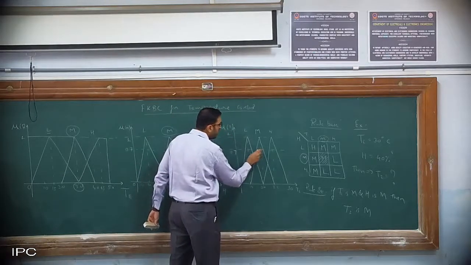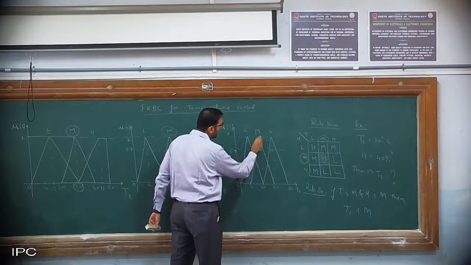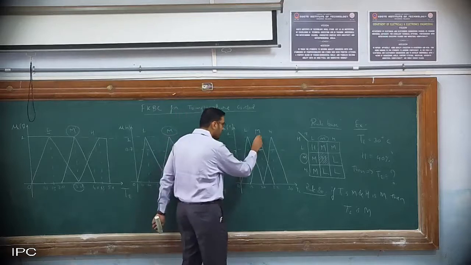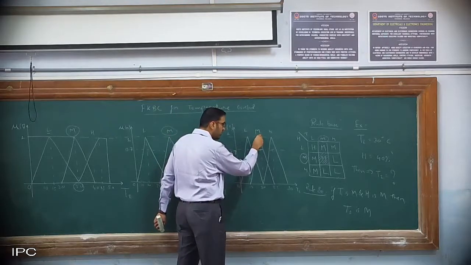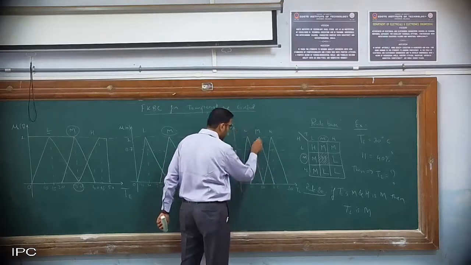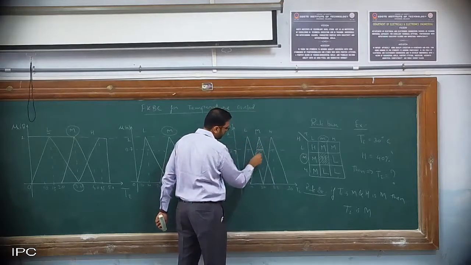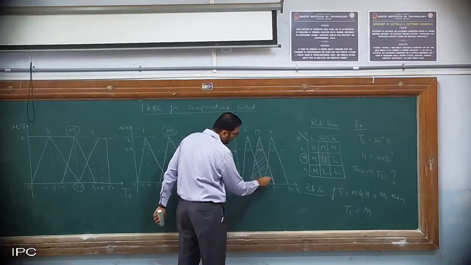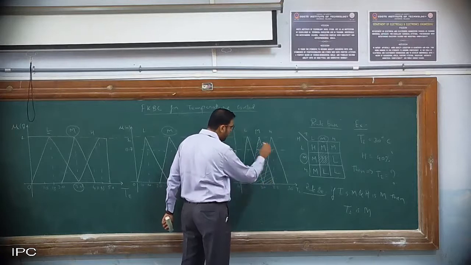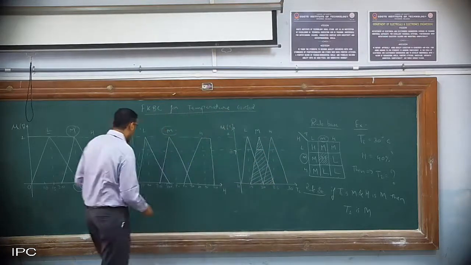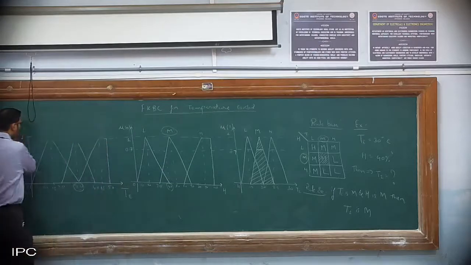Now we can see that there is one clipping here and another at this point. So always select the highest clipping point. In this case, what happens? This is the point, so the entire triangle will get selected, and this will be sent to the defuzzification block. Now let us see how exactly the defuzzification occurs here.